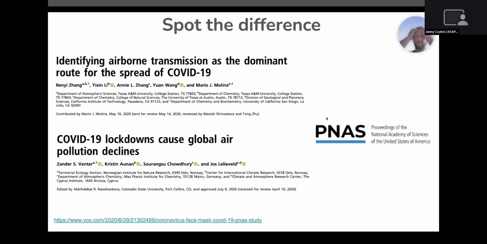So I want to play a game. You can unmute or you can drop it in the chat. Here are two papers published in the Proceedings of the National Academy of Sciences, PNAS, which is a high-ranked journal. Can anybody spot the difference between these two papers? I'll give you a bit of time because it's really small. And drop it in the chat as soon as you think you've spotted the difference. Obviously not the title or author list.